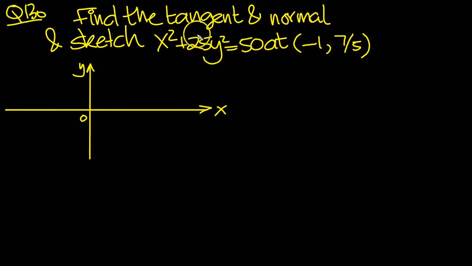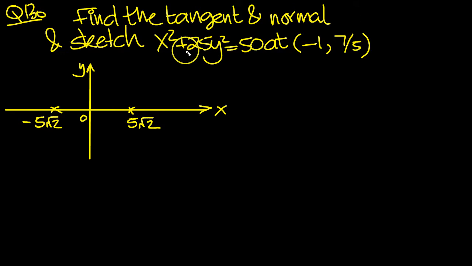So when y is 0, you can see that x squared is 50, so you've got root 50, which is root 25 times 2. So that's 5 root 2 when you square root, isn't it? 5 root 2. So let's put that here, 5 root 2, and then minus 5 root 2. That's root 50. So we can see that easy.